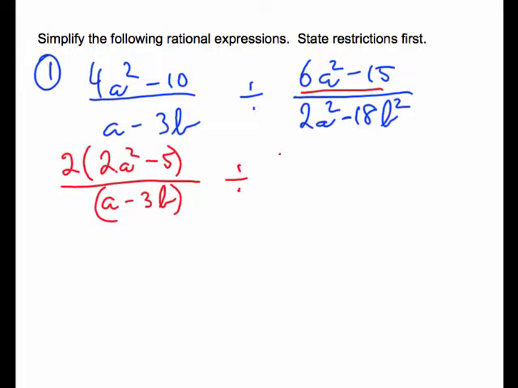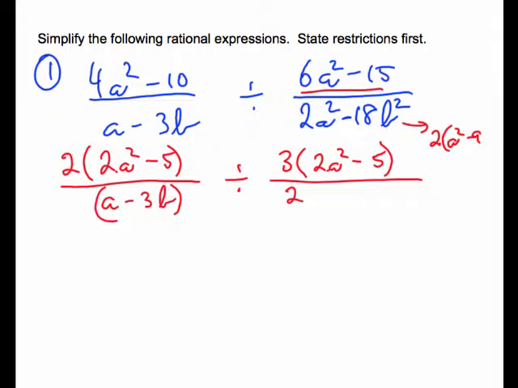factoring here, common factor of 3, 3 times (2a squared minus 5). And down here we have a common factor of 2, which leaves us with, I'm just going to write this off on the side here, 2a squared minus 18b squared. And that can factor further, 2 times (a squared minus 9b squared), as a difference of squares, a minus 3b, a plus 3b.